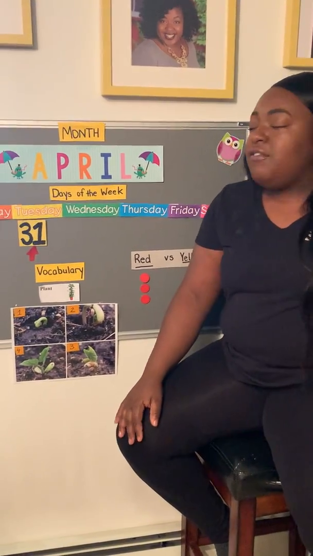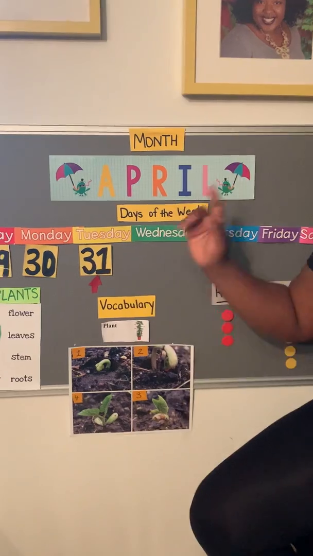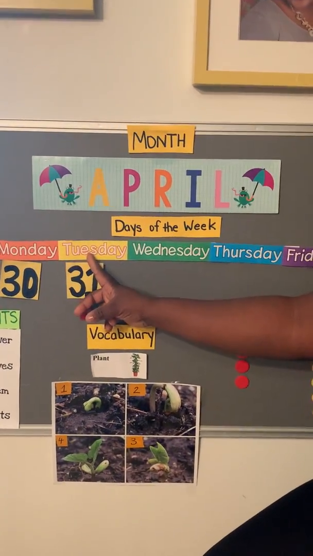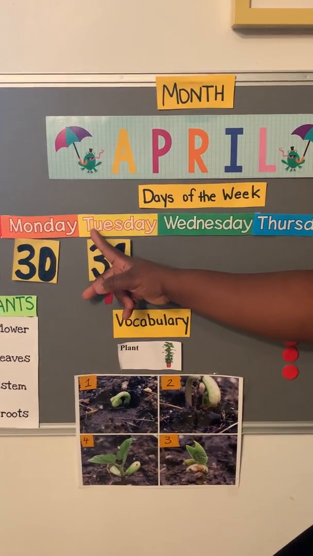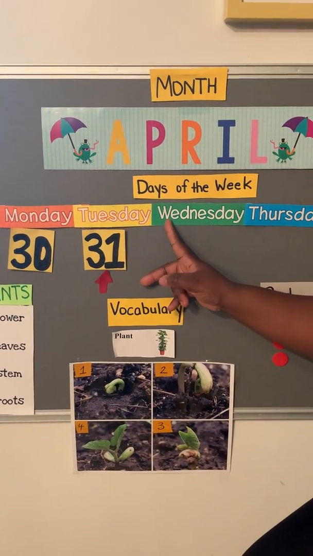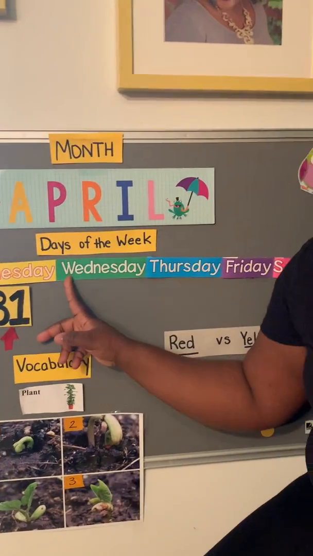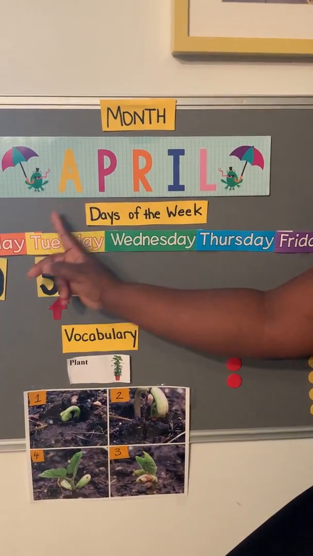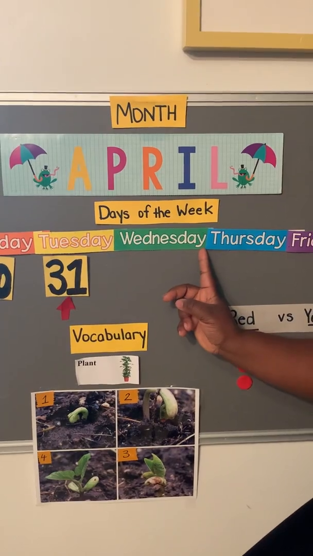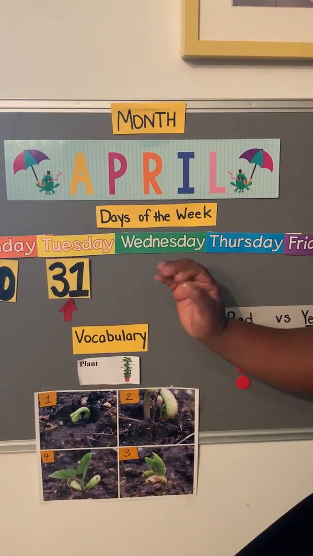Okay, let's see what day of the week it is. So yesterday was Tuesday. If yesterday was Tuesday, today is Wednesday. Today is Wednesday. Yesterday was Tuesday. Today is Wednesday.